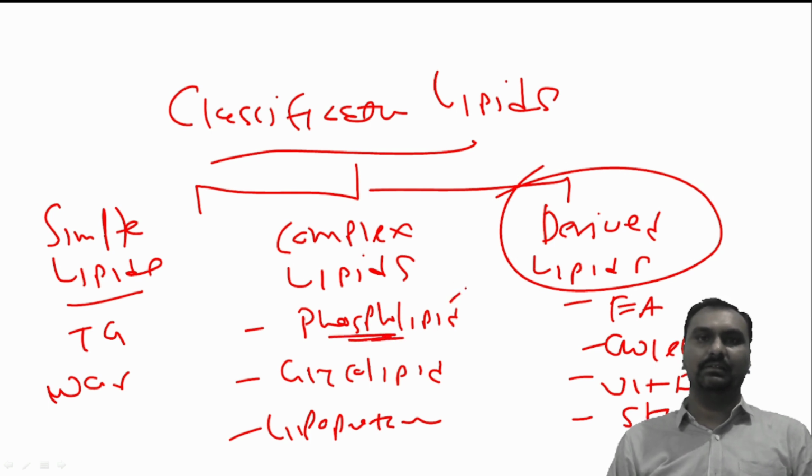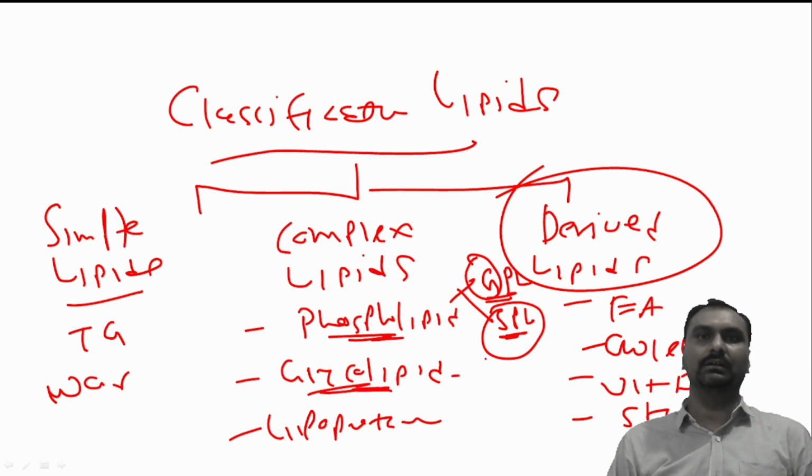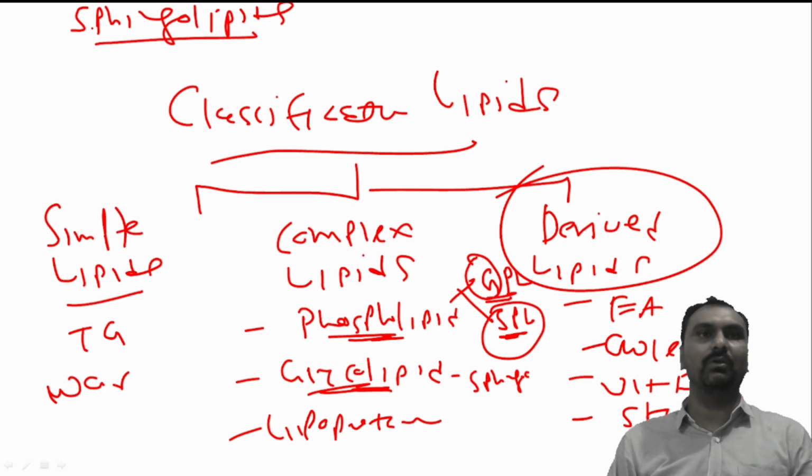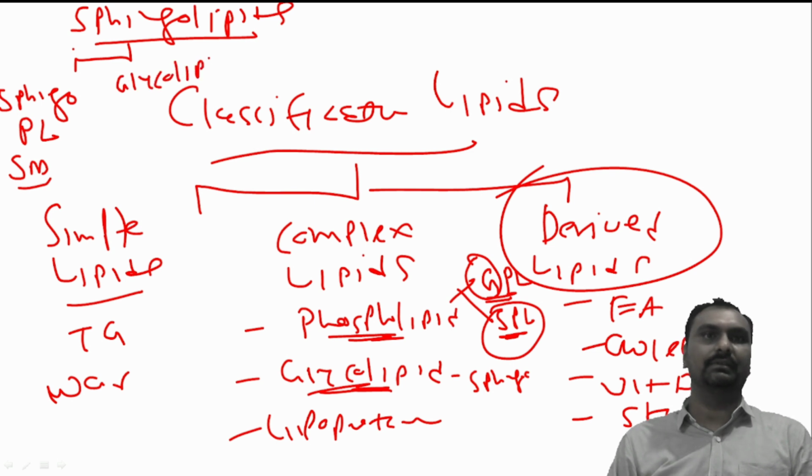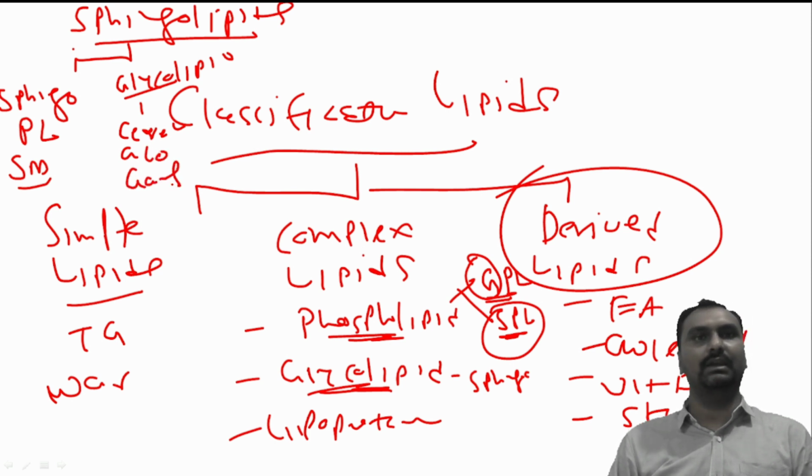This phospholipid is further subclassified into glycerophospholipid and sphingophospholipid. In sphingophospholipid, there is a sphingosine group, and in glycerophospholipid, the alcohol is glycerol. In glycolipid, the alcohol is sphingosine. If someone asks what are sphingolipids, what should be the classification? Sphingolipids are subclassified into the sphingophospholipid, example is sphingomyelin, and another is glycolipids, where we have to mention the cerebroside, globoside, and ganglioside.